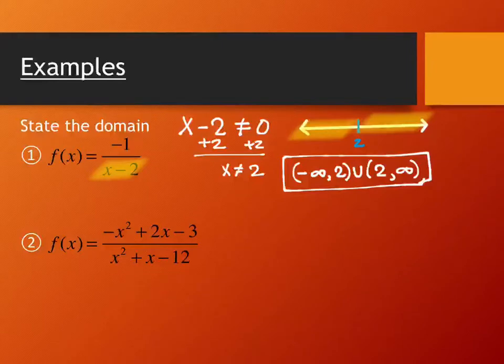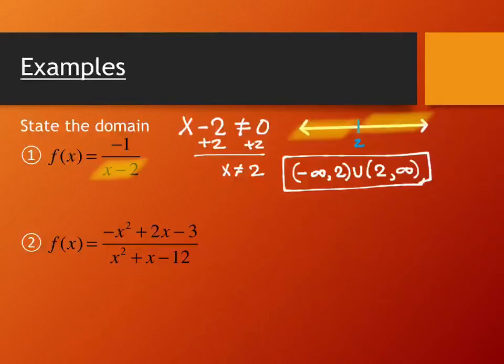Because that's my domain. So again, domain means finding what x can equal. But what that sort of means as the flip side is that if we decide what x can't equal first, we can then write what x can equal. It's everything but 2.